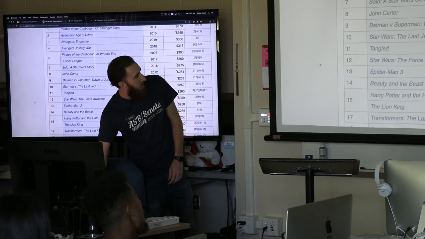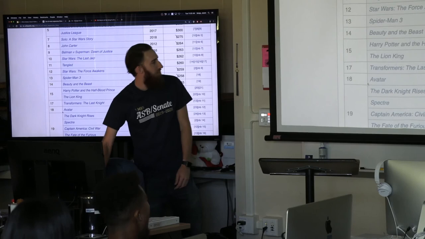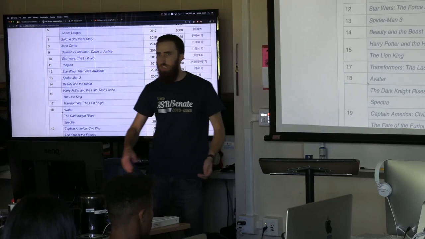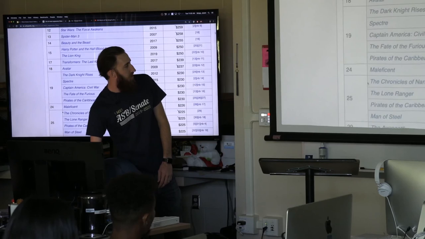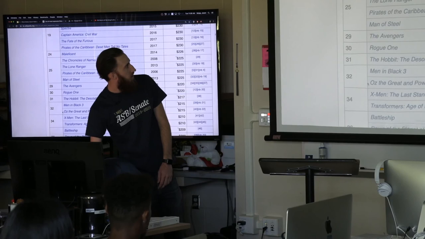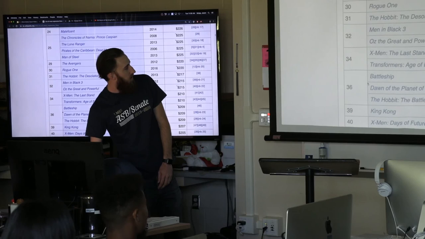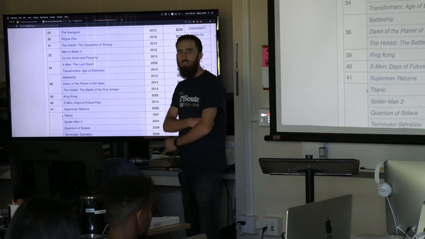You have to go down to Avatar, number 18, which cost $237 million, before you find a film that was nominated for Best Picture of the Year. Didn't even win it, just nominated. The first winner of Best Picture of the Year, as I continue to go down here, is, let's see here, nope, not Maleficent, not that, wow, you have to go really far down to find it. Nope, Titanic, 1997, $200 million, 41st most expensive film of all time.